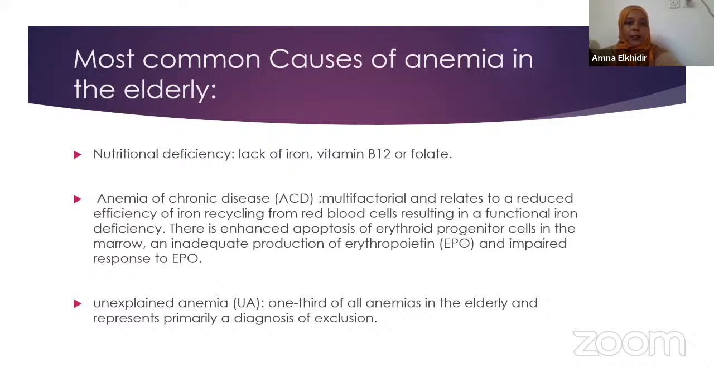There is also enhanced apoptosis of erythroid progenitor cells in the bone marrow, and inadequate production of erythropoietin and impaired response to erythropoietin. This is the mechanism by which chronic disease can cause anemia. The third type is unexplained anemia. It's almost 1/3 of all anemias in the elderly and represents a primary diagnosis of exclusion.